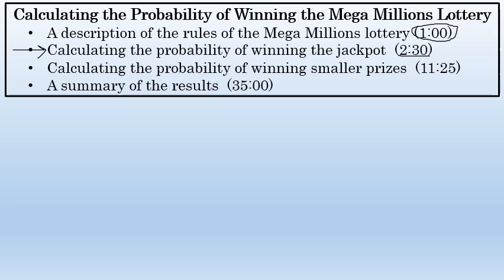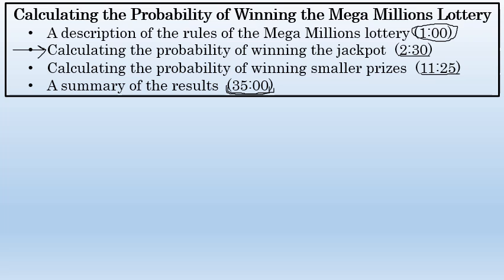And then I'll go through the process of calculating the probability of winning each of the smaller prizes in the Mega Millions lottery after about 11 minutes and 25 seconds. And finally, at the end of the video, after about 35 minutes, we'll take a look at a summary of the results. In the description below, you can find links to all of the different parts of the video where the probabilities for each individual prize are calculated and the mathematics behind them are described.